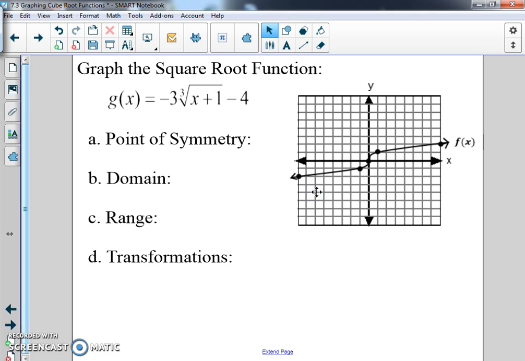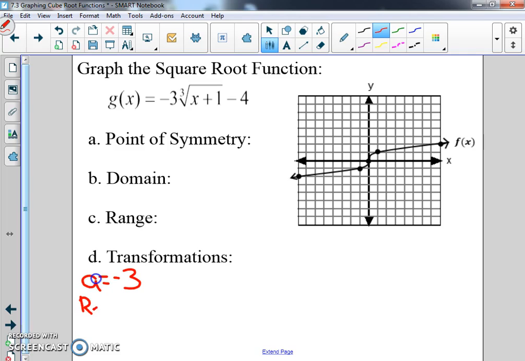Now let's take a look at this next function. g of x is equal to negative 3 times the cube root of x plus 1, minus 4. Because our transformations are a little bit different, we're going to have to make some other changes as well here. So our a value is equal to negative 3. This tells us a couple of things that are going on here.